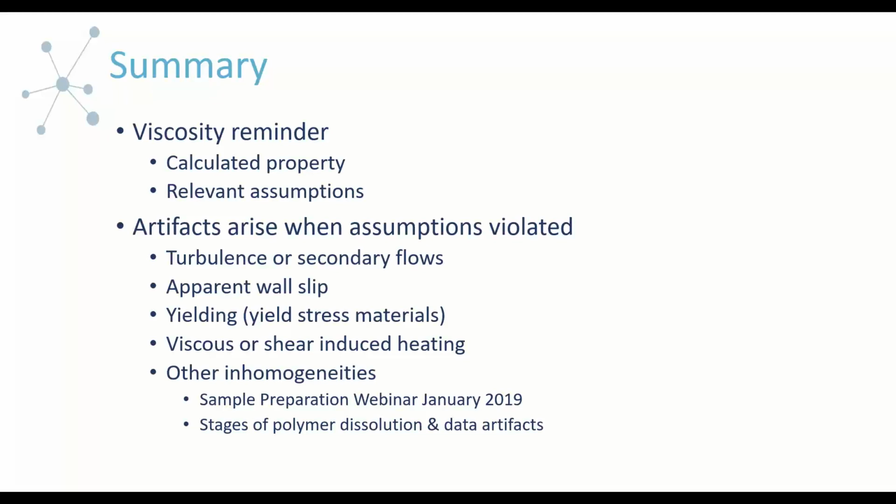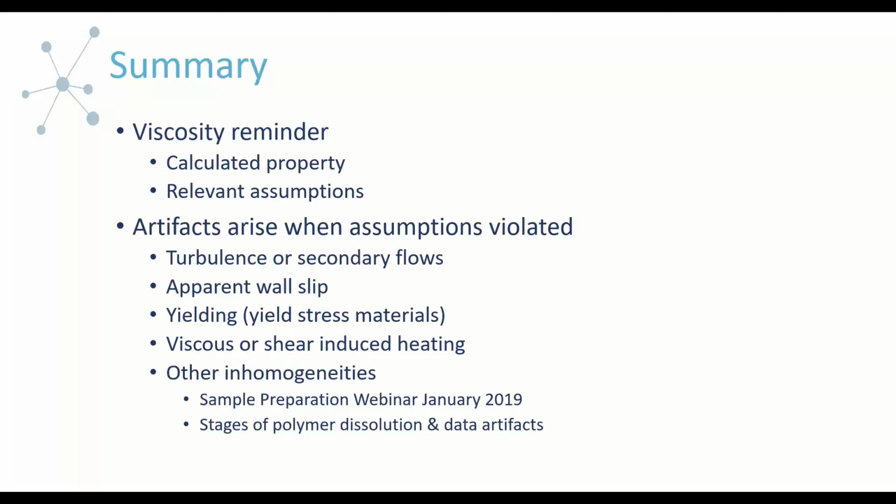So what are the artifacts that we're going to talk about today that come about when these assumptions are not met? The first one will be secondary flows, more commonly known as turbulence. The next one would be apparent wall slip. And then we would talk about what types of things you can see when you're dealing with yield stress materials. If you're not familiar, this is a material that can support a certain level of stress before it begins to flow. Also viscous or shear induced heating.